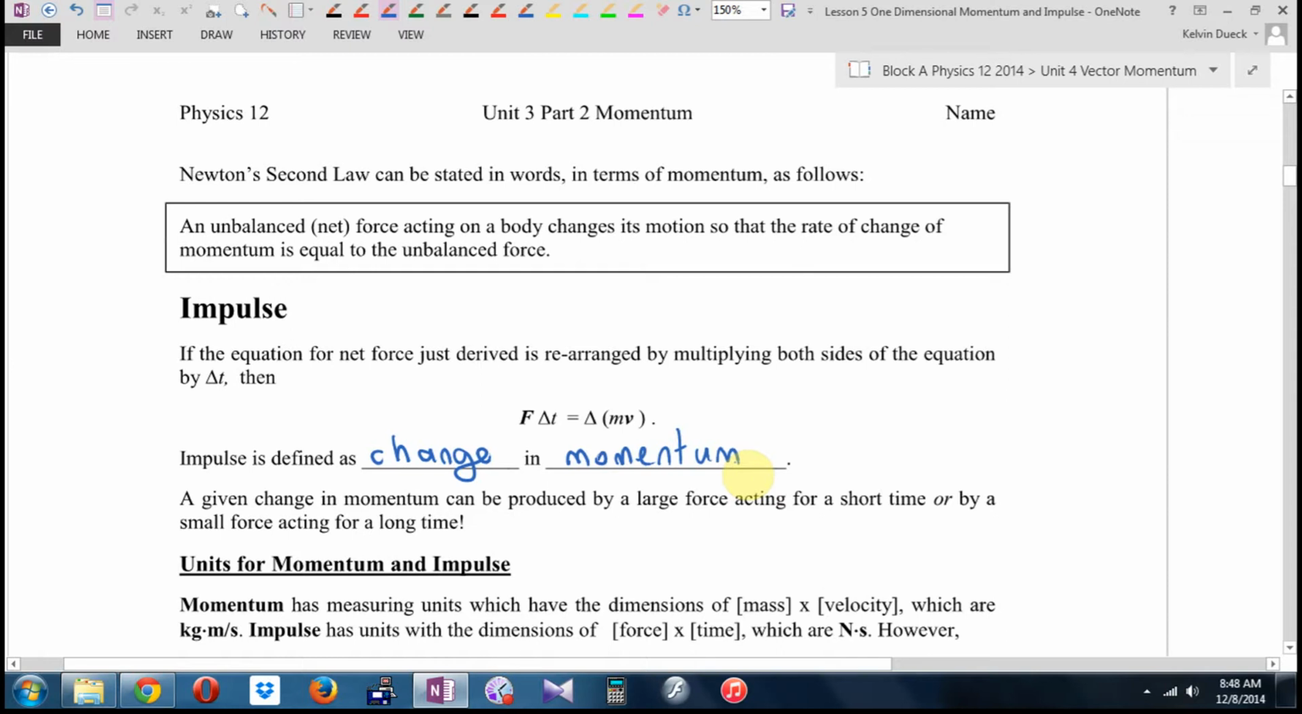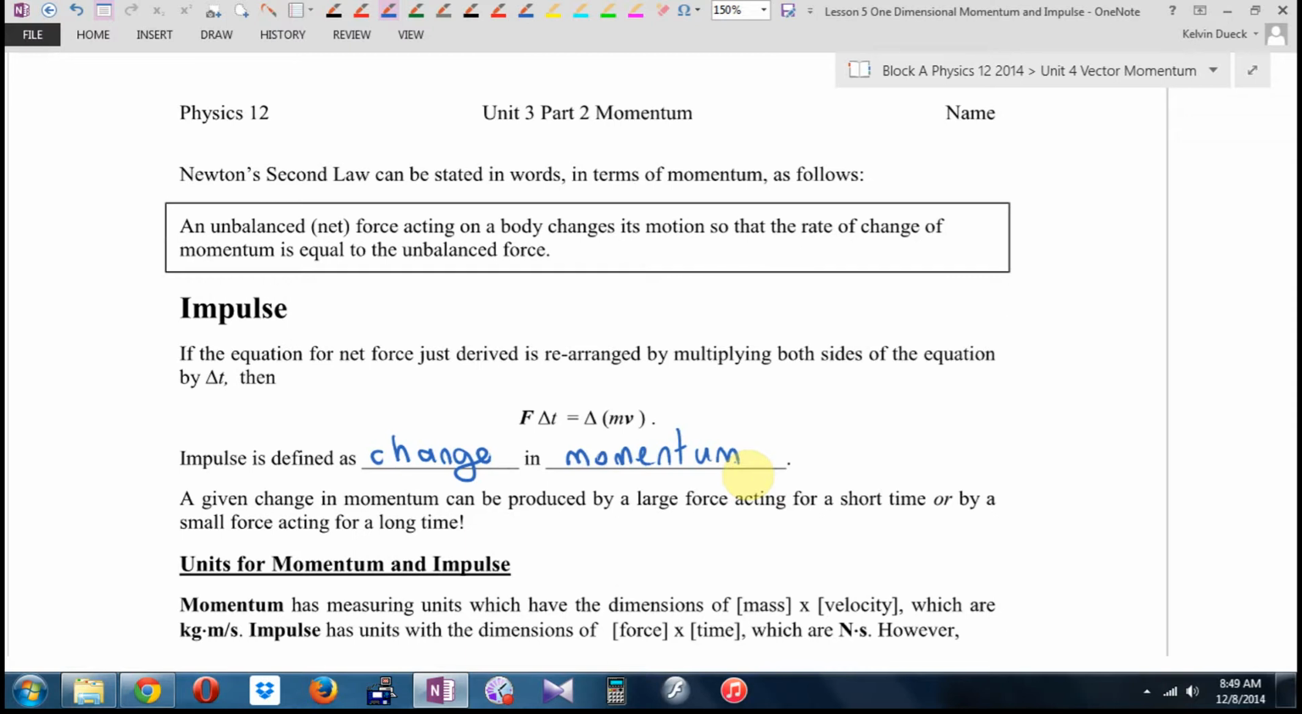And what's change in anything? In other words, every year on your momentum test after Christmas, I'm going to ask you to find the impulse, and kids leave it blank. No, it's the change in momentum. Find the final, minus the initial, subtract, and you're done. But kids forget that impulse is a synonym for change in momentum. It's not a synonym for momentum.